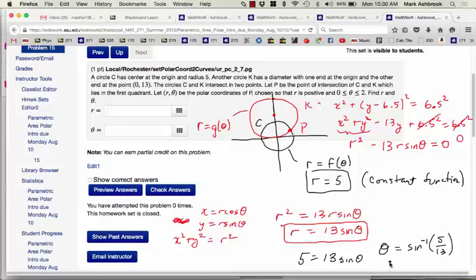And what is r? How far away are you? 5, because it's on circle C. So that's that point right there. (5, arc sine of 5/13) is point P.